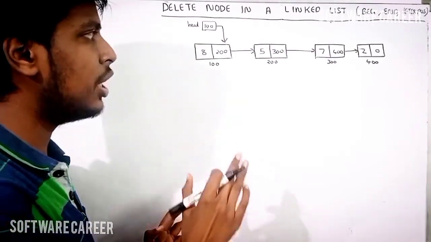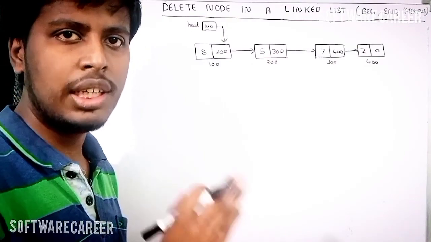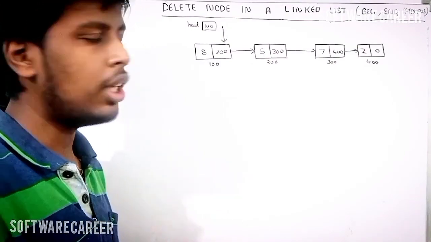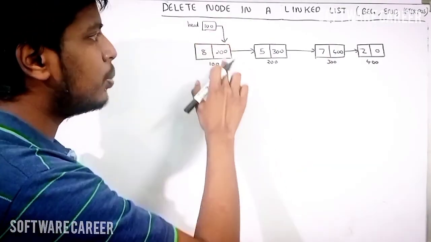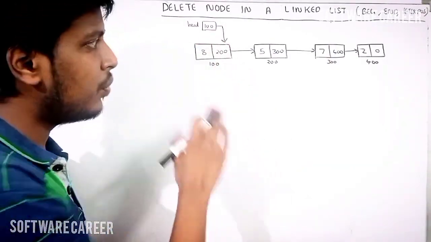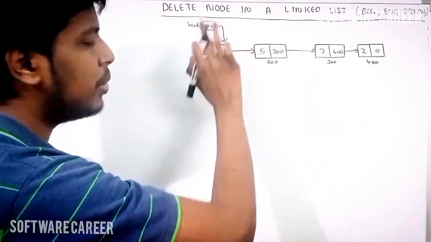See, first we should check whether the linked list is empty or not, because if the linked list is empty you can't delete any node from it. So see how to check whether the linked list is empty. See, head is a pointer which points towards the first node. But if there is no node, head cannot point to any node, so head will be 0.